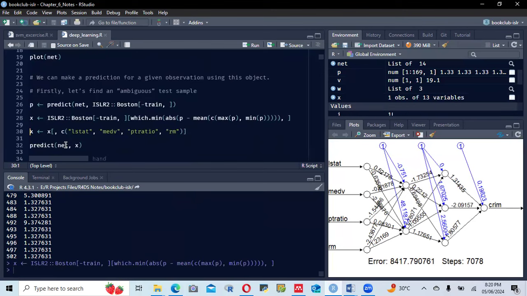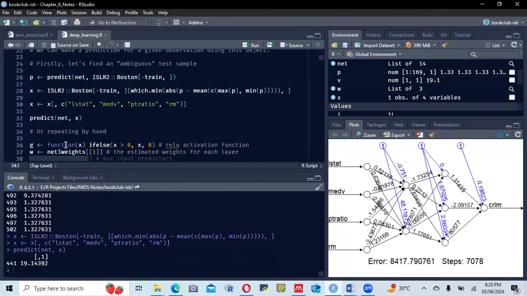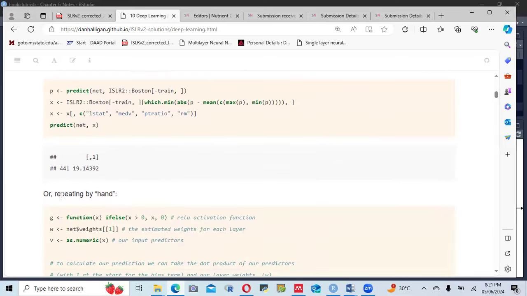We save it as X. Here we extract and create a vector for all the predictors. Then we run the prediction on the test data set, and we get 4.1119 and 14392 as our outputs. Now it says that by repeating by hand, we have this. Here we are specifying, using the if else statement, where x is greater than zero.